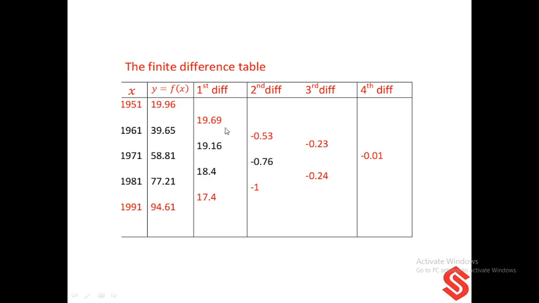So next again we take the difference: 19.16 minus 19.69 is minus 0.53, 18.4 minus 19.16 is minus 0.76, 17.4 minus 18.4 is minus 1. So these are the second order finite differences. Similarly we get third order and fourth order finite differences. So in this table you can observe the first entries are the leading forward differences, whereas the last entries are the leading backward differences.